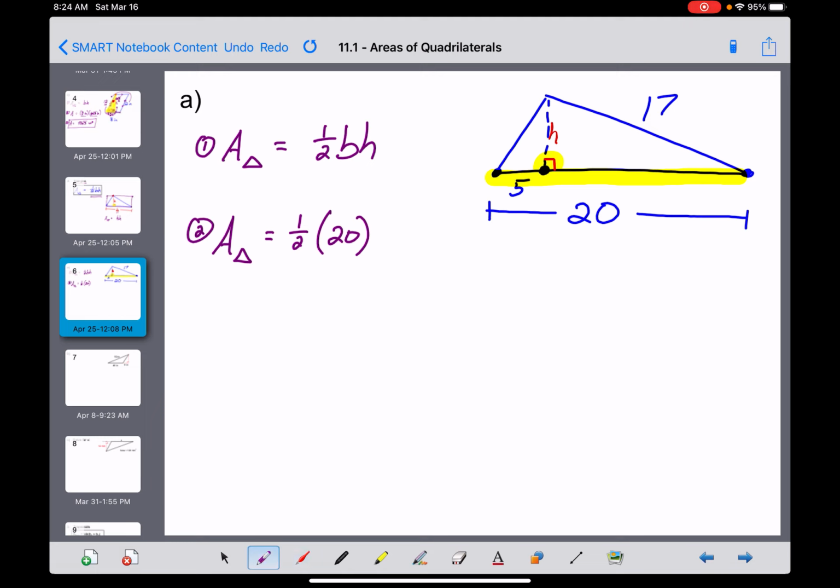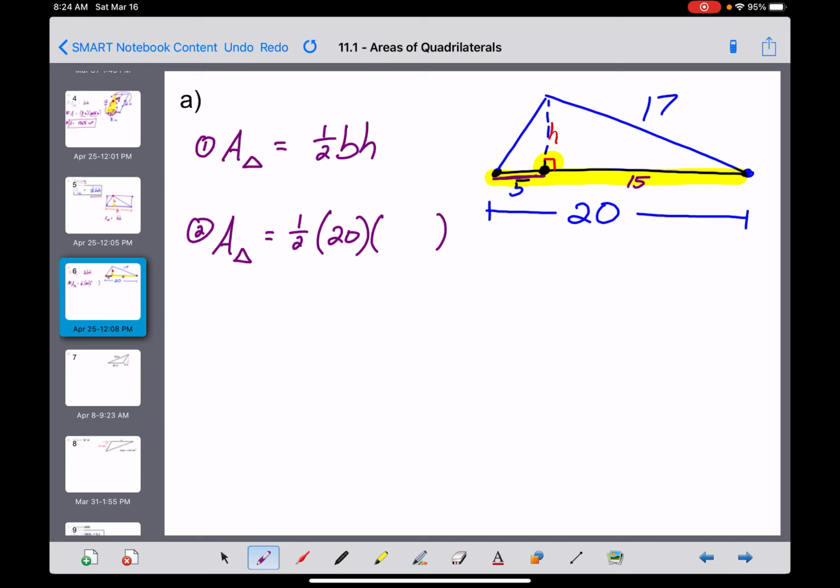But I do wonder, why was I given the 17 and the 5 in this figure right over here? Well, the key to that, guys, is because we now have right triangles within this figure that can help us figure out what H is. If the whole bottom side is 20 and 5 of that 20 is used up over here on the left, I can just subtract, and that tells me that 15 of those units are used here on the right.